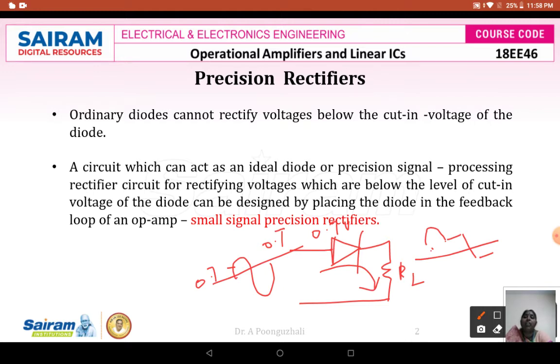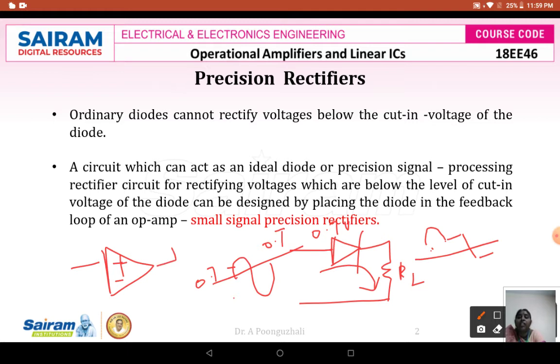So we say that ordinary diodes cannot rectify voltages which are below the cut-in voltage of the diode. A circuit that acts as an ideal diode, or a precision signal processing circuit, can rectify voltages below the cut-in voltage of the diode. That means we can place the diode in the feedback loop of the operational amplifier. By placing the diode in the feedback loop of the operational amplifier, we can use it as a small signal precision rectifier. Here this is your operational amplifier, with positive or negative feedback.